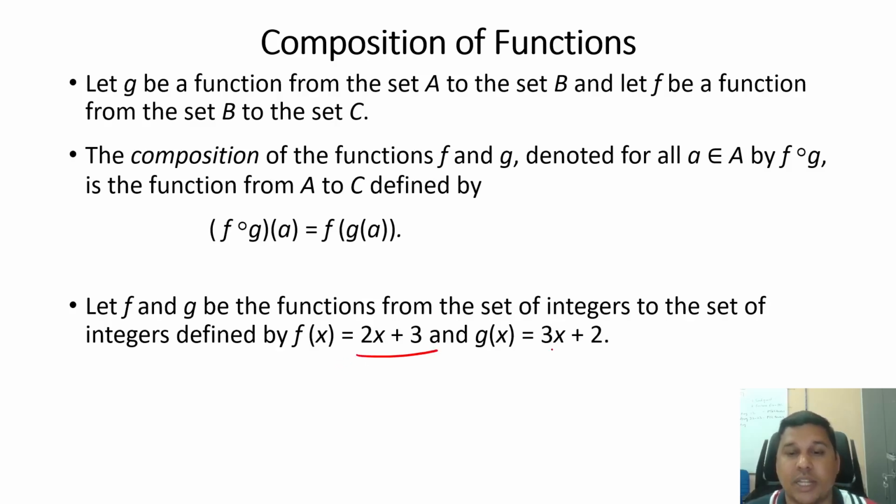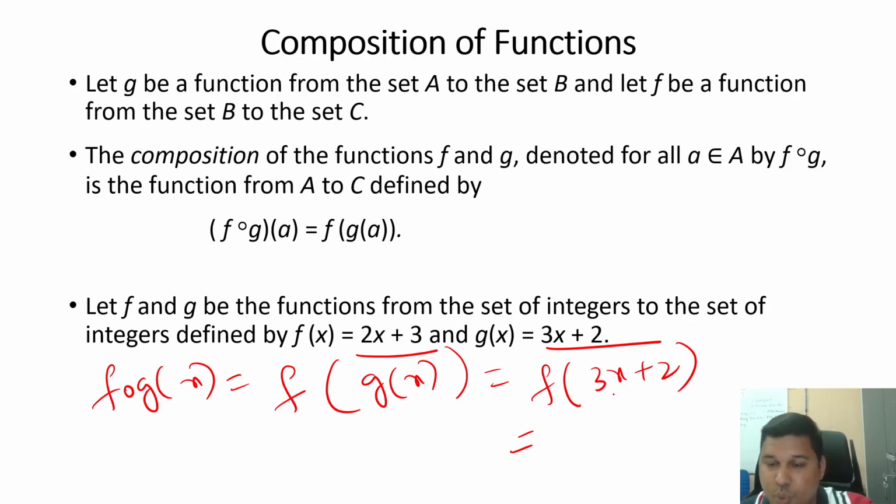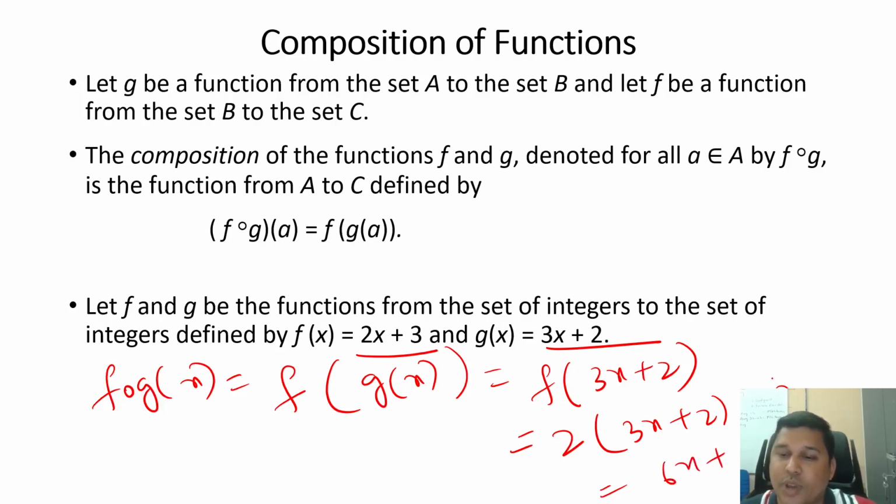f of x is 2x plus 3, g of x is 3x plus 2. Let's find out what is f of g of x. So it is nothing but f of g of x, which is f of 3x plus 2. f is 2x plus 3, so in place of x, put this value. So it is 2 into (3x plus 2) plus 3. So this becomes 6x plus 4 plus 3. So this value is 6x plus 7. This is f of g of x.